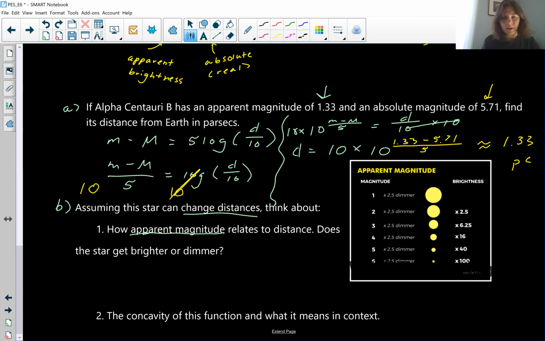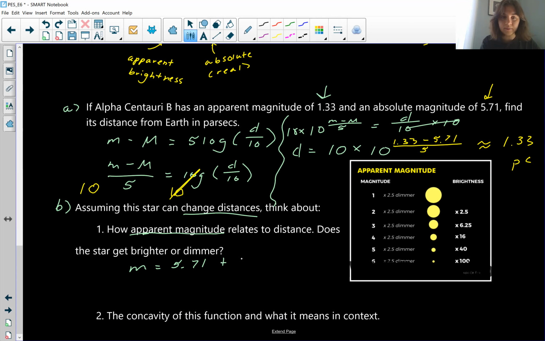So really, we're just going to have apparent magnitude equaling... We're going to keep absolute magnitude as a constant. And the reason is because if we're changing the distance, that will definitely affect the apparent magnitude because it depends on that. But the thing with absolute magnitude is that it's at a fixed distance. So it's really just a constant for any object. So we'll just leave it as the 5.71.